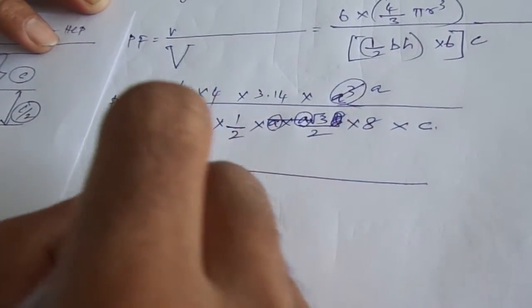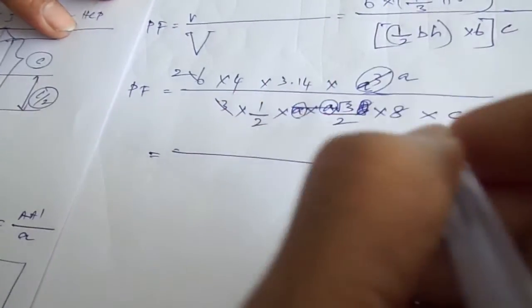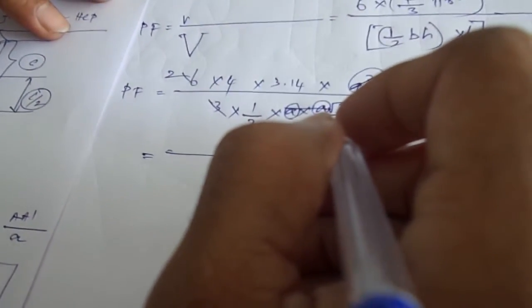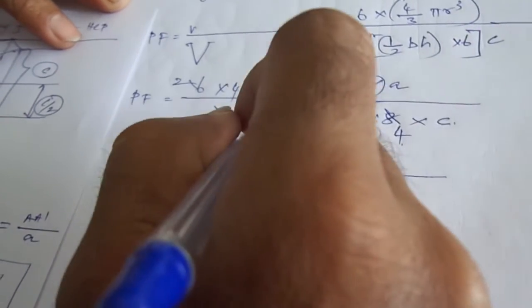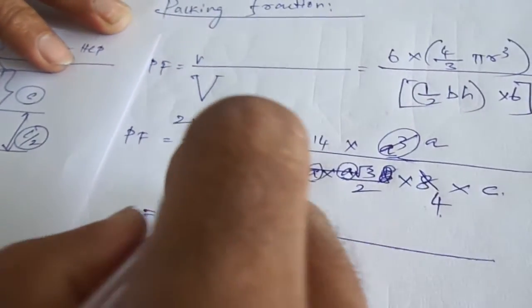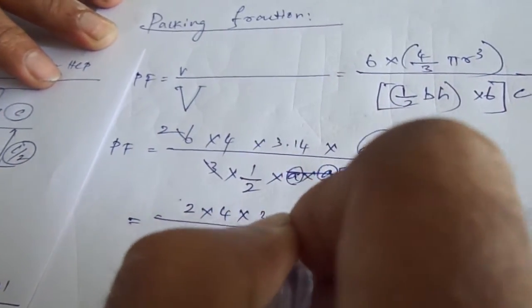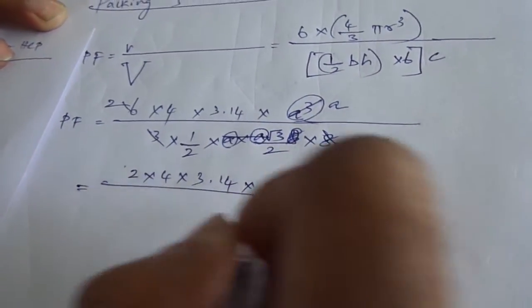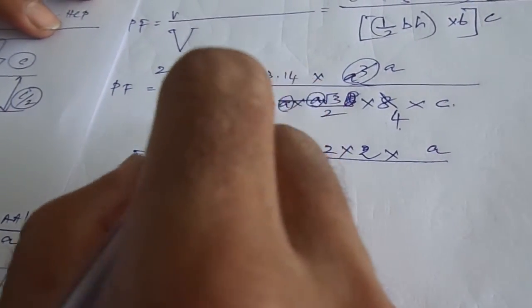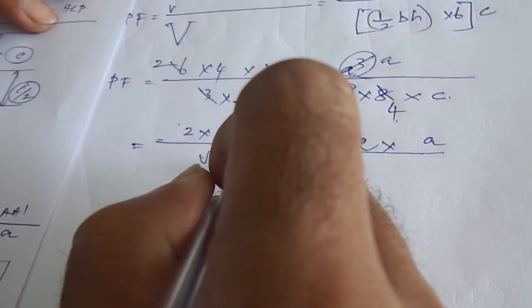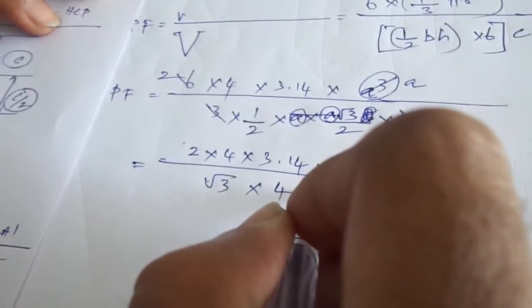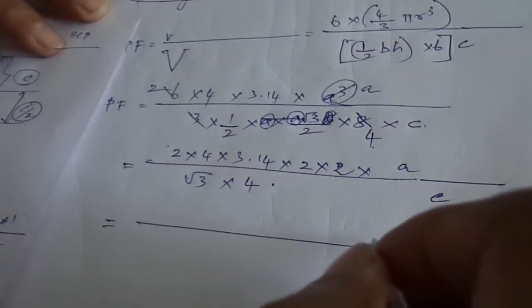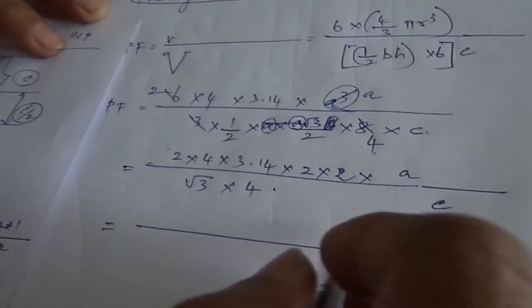And when I simplified the equation, 2 and 2 get simplified here as 4, then these 2 and the other 2 will go to the numerator. So I write the remaining things: 2 into 4 into 3.14 into 2 into 2 into A, root 3 into 4. Then C is here. So this A by C may be written as C by A in the denominator. The rest of them are simply numerical values.